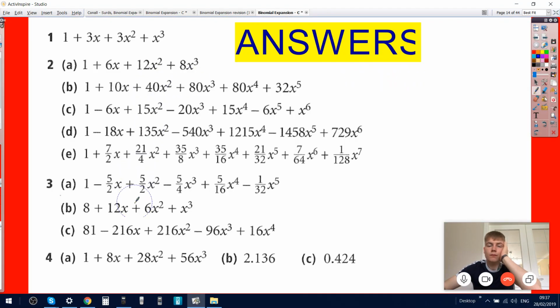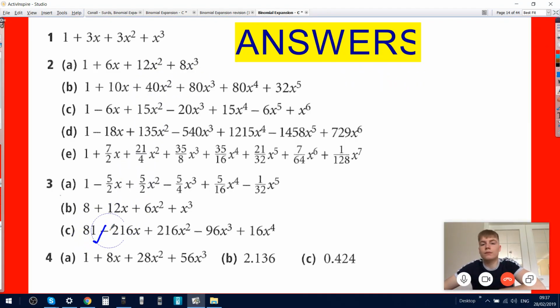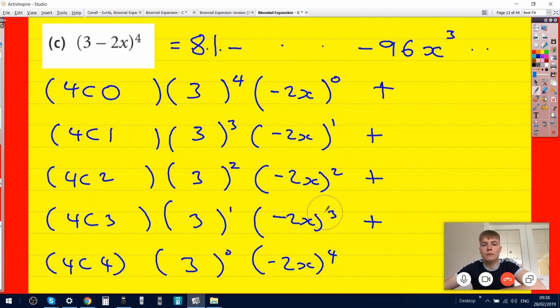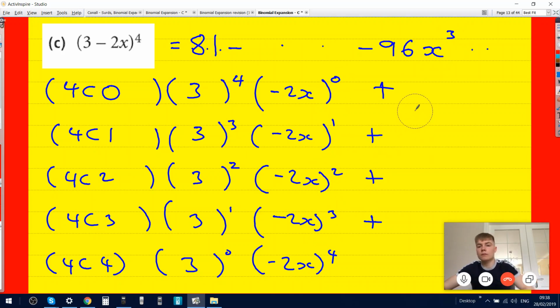Answers 3 part C. So the first thing is 81. Then minus 216x, plus 216x squared, minus 96x cubed, and then last one plus 16x to the 4. So you just put each of those into your calculator one at a time. Leave out the x because you can't do that, and then just remember to write the x in after it with the correct power. Okay. Any questions there? No, it's jogged the memory of it. Okay.